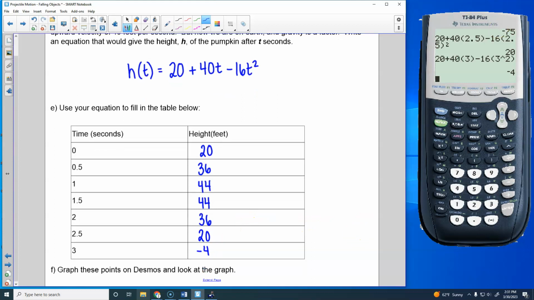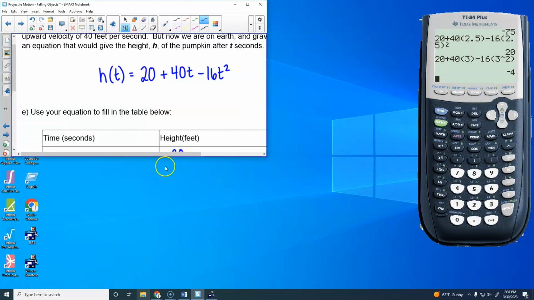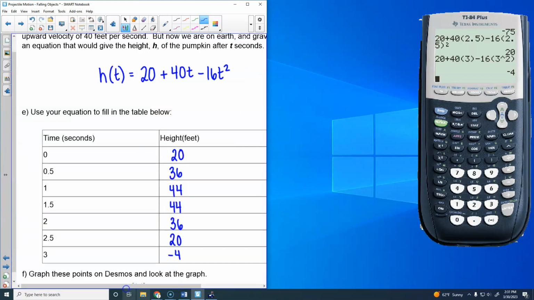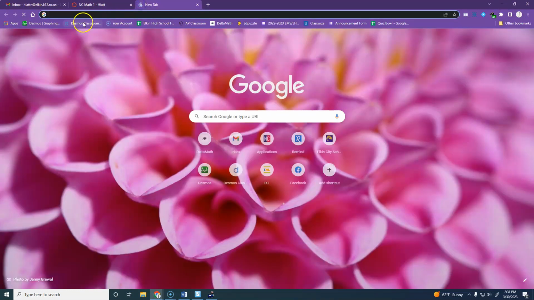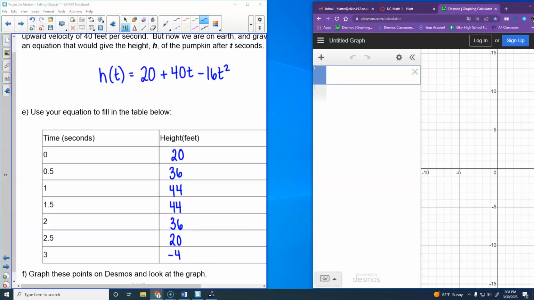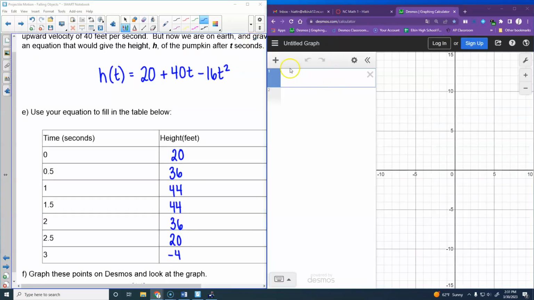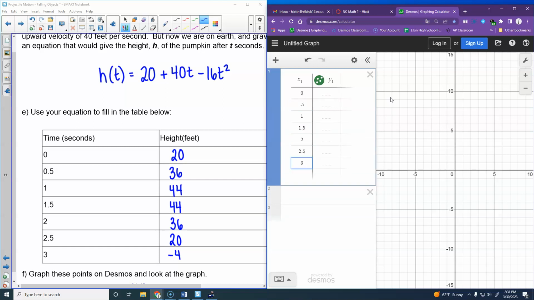Okay, it asks us now to graph these on Desmos. So let me pull that up. If we put in these points, I got 0, 0.5, 1, 1.5, 2, 2.5, 3. And then I've got 20, 36, 44, 44, 36, 20, negative 4. And I can't see it right now.